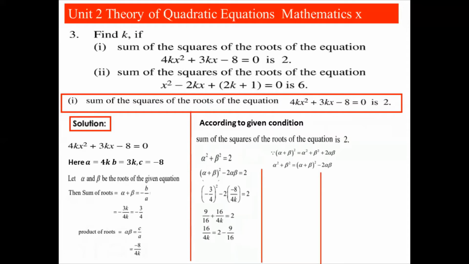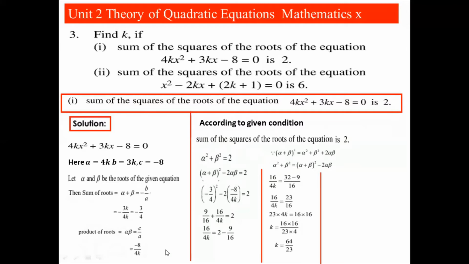Now we can simplify this as 3 square is 9. Here it is square, so this will be converted into positive 9, and 4 square is 16, and when we multiply minus 2 with minus 8 we have 16, and this divided by 4k is equal to 2. So now we have to shift this 9 by 16 to the right hand side of the equation. So we have this form. Now we can take 16 as the LCM. So 16 times 2 is 32, 32 minus 9 divided by 16, this is equal to 23 divided by 16.